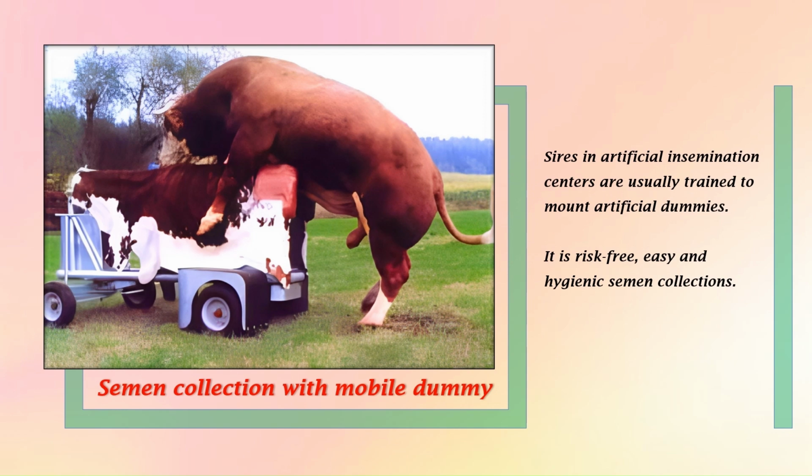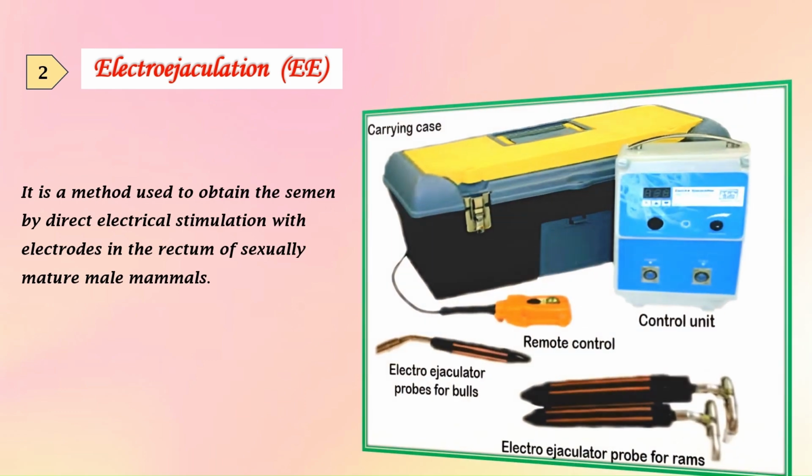Sires in artificial insemination centers are usually trained to mount artificial dummies as it is risk-free, easy, and hygienic semen collection. The second method is electro ejaculation. It is a method used to obtain the semen by direct electrical stimulation with the use of electrodes in the rectum of sexually mature male mammals. This is an image of an electroejaculator kit.